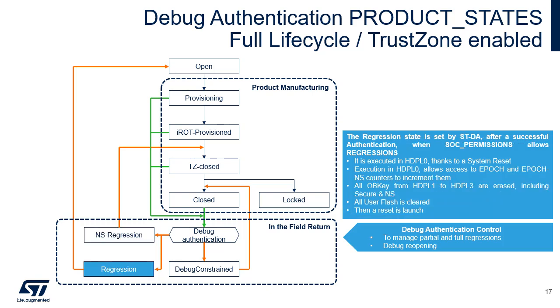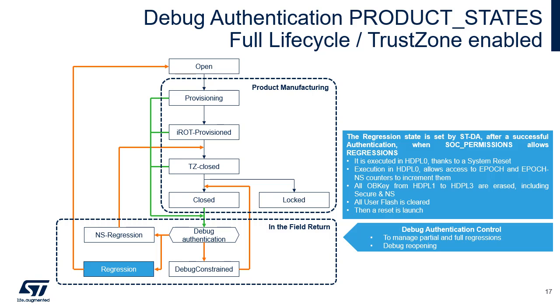Regression is a temporal state but non-volatile to manage the full regression to open state, removing all user flash code and data, including insecure storage, from HDPL1 to HDPL3. This transition is a full regression. The epoch NS and epoch S counters are incremented. Note that the option byte key address ranges related to HDPL1 to HDPL3 and all user flash sectors are erased.